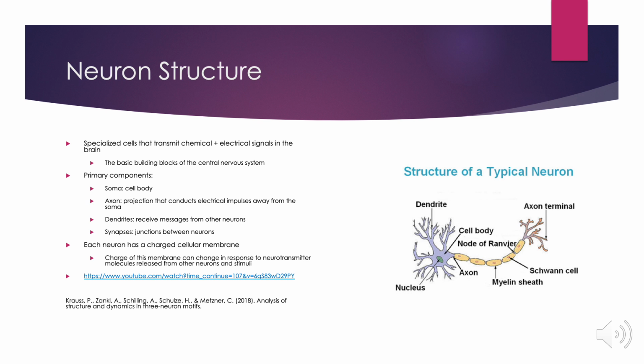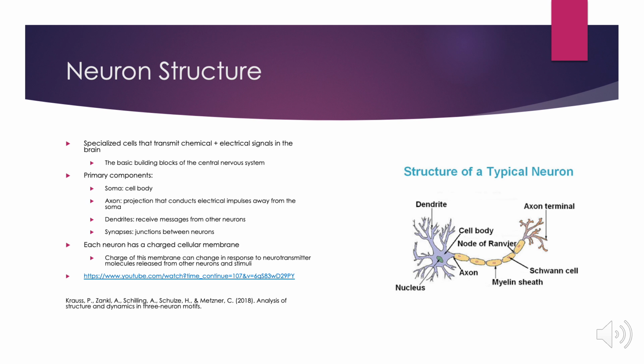There's the soma, which is the cell body, and the axon, which is a projection that conducts electrical impulses away from the soma. So you can see the axon is where the neuron starts to move away from the body. There are dendrites, which are projections that receive messages from other neurons. And then the synapse is a junction between neurons. Those are the important components of the neuron that you'll need to know.